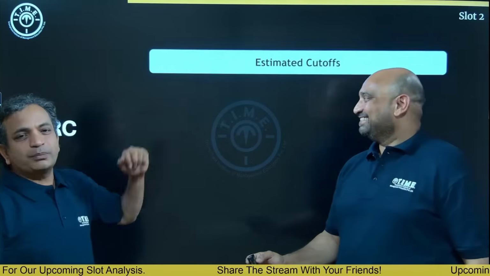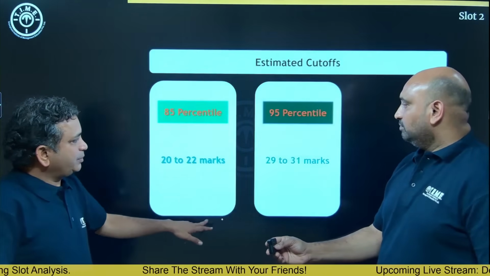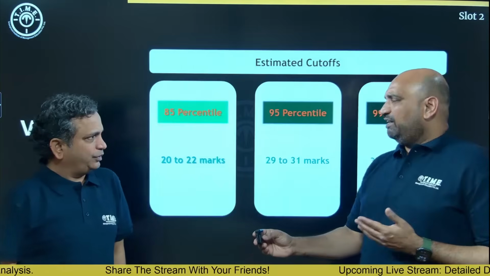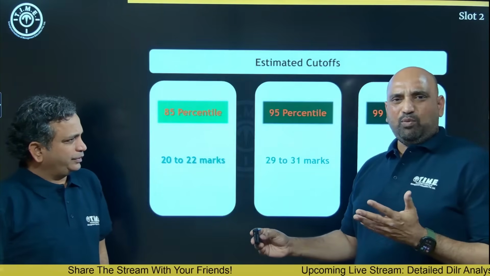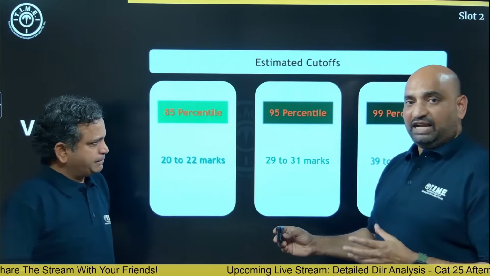All right. So let's now talk about the cutoffs in the VARC section. What would you say about the cutoff in terms of the 85 percentile? Around 21 is what we are looking at. So we've given a range here, 20 to 22 marks for the 85 percentile.